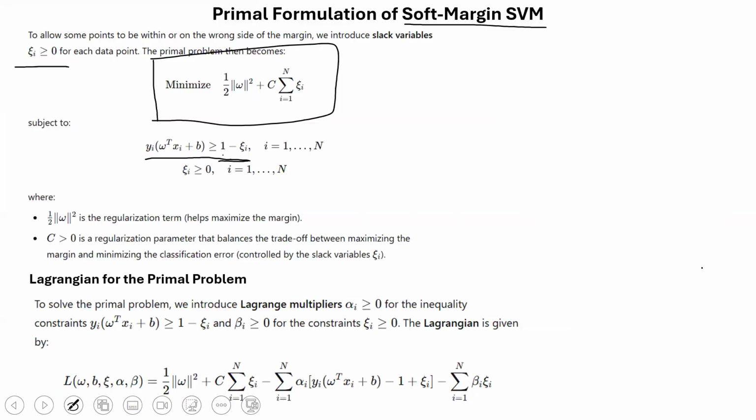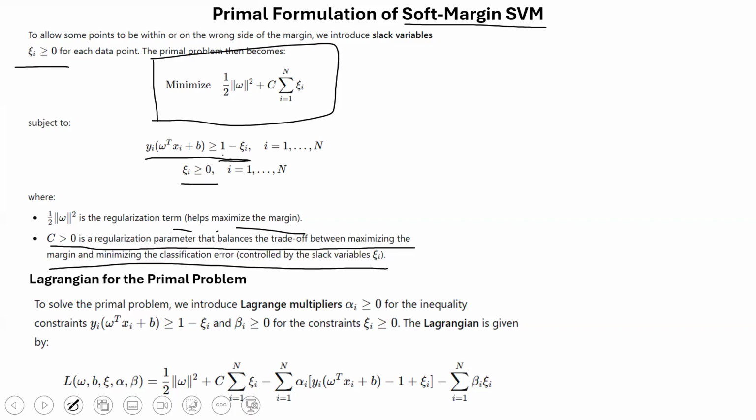For hard margin SVMs, you don't have these slack variables. Okay, that is the only difference. And slack will also be greater than or equal to 0. Where 1 by 2 w square is a regularization term, helps to maximize the margin. C greater than 0 is a regularization parameter that balances the trade-off between maximizing the margin and minimizing the classification error, controlled by the slack variable. So C is the parameter that actually decides the importance of the slack variable. When C is large, more importance will be given to minimizing the slack. When C is less, more importance will be given to maximizing the margin, that we already have seen.